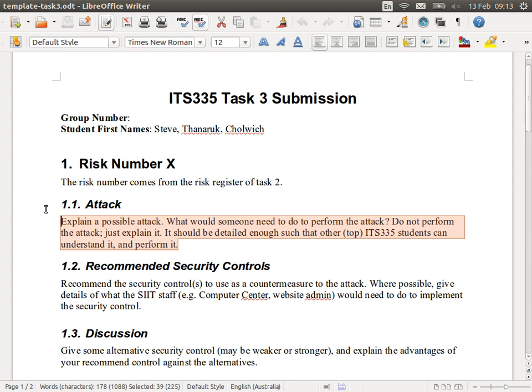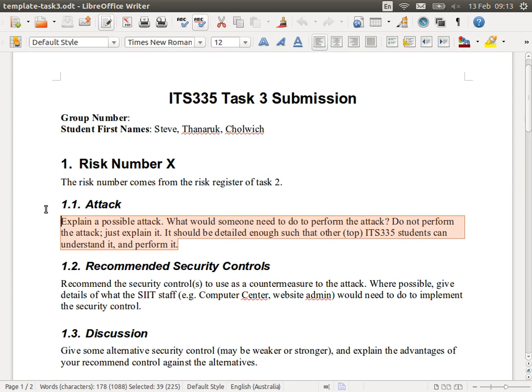Some you can be more detailed than others, okay? But use your knowledge from what we've talked about in some of the topics in this course. Many of them are network attacks, so use your knowledge of what you know about computer networks, how to intercept information, and give a suggestion of this is what someone could do to perform the attack. And I say it should be detailed enough such that other ITS335 students could understand it and perform it. So enough details that someone could read your description and go and understand what you're talking about and, if under the right conditions, perform it.